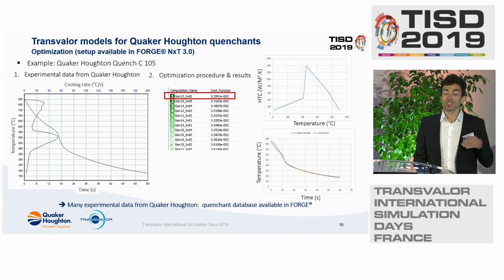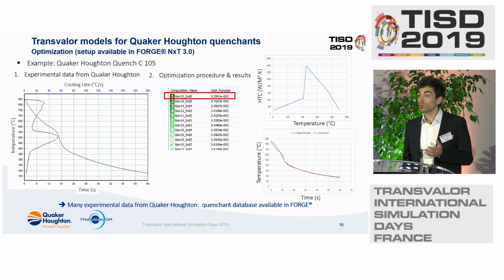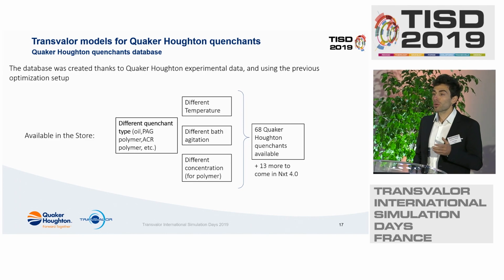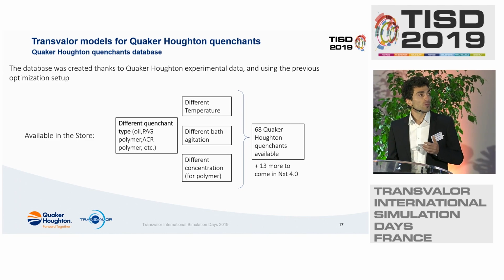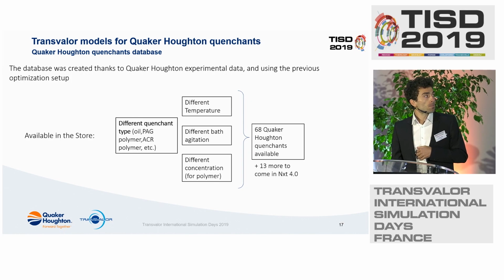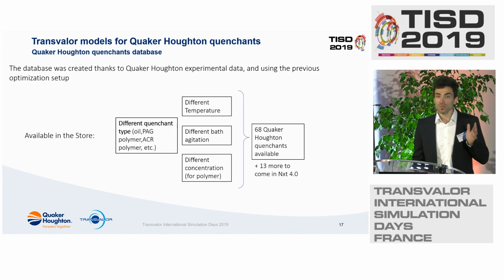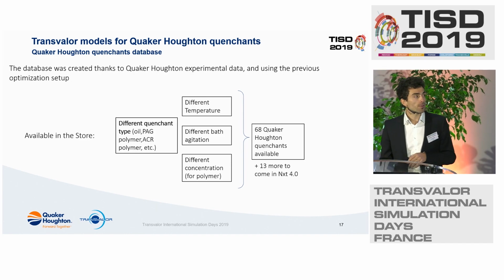So doing so for many quenchant, here it was an Octoquench C105, but doing so for many Quaker Houghton quenchant, we were able to make a database. So this database is right now available in the last version of Forge NxT 3.0. It has 68 Quaker Houghton quenchant, which are classified by their composition, their temperature, their agitation, and their concentration, the main parameters as you saw before.